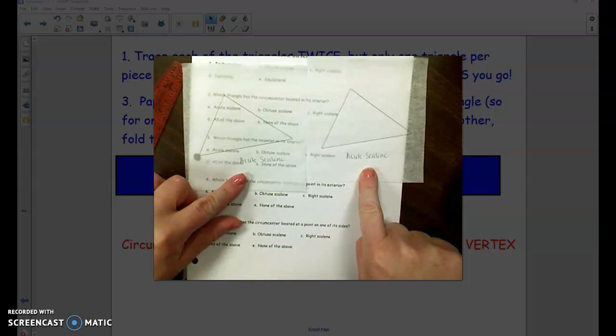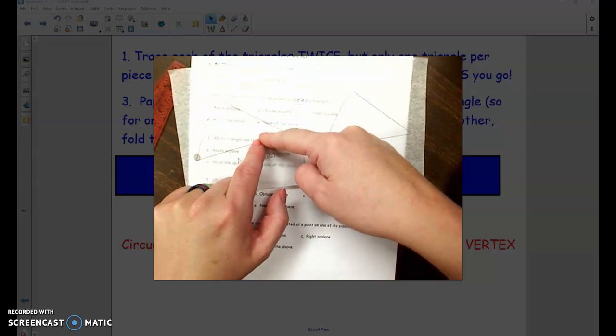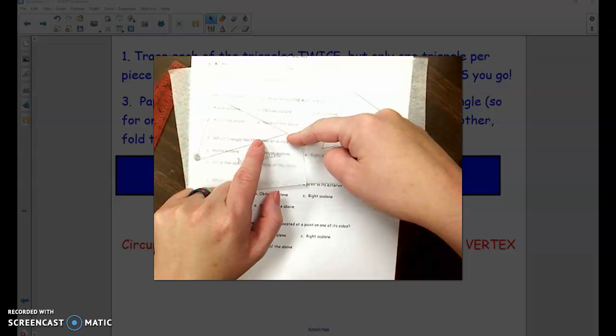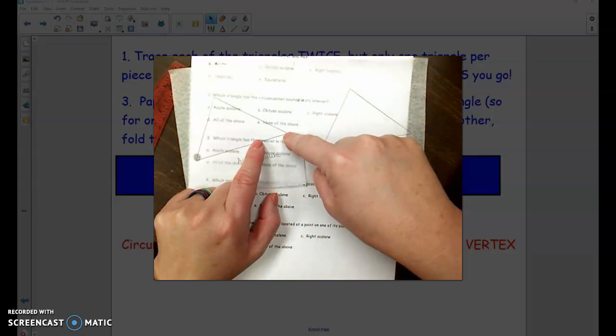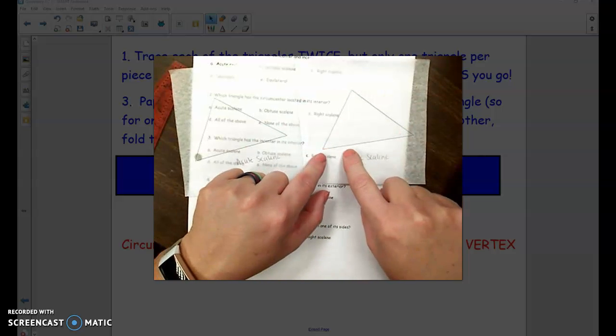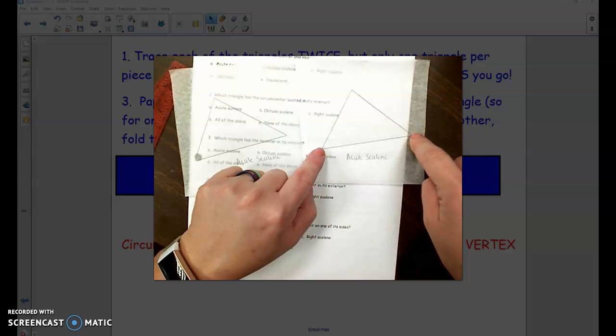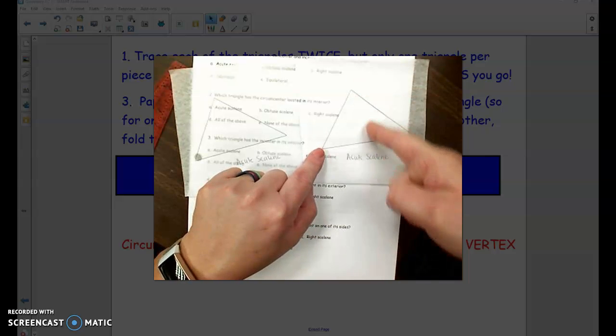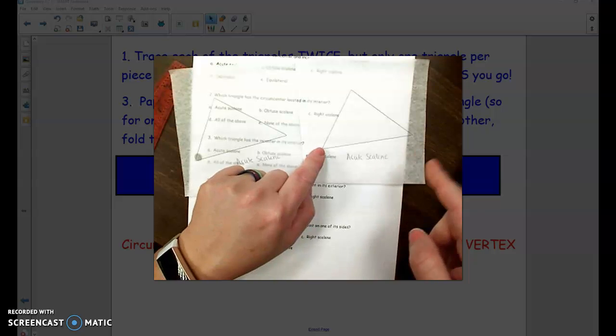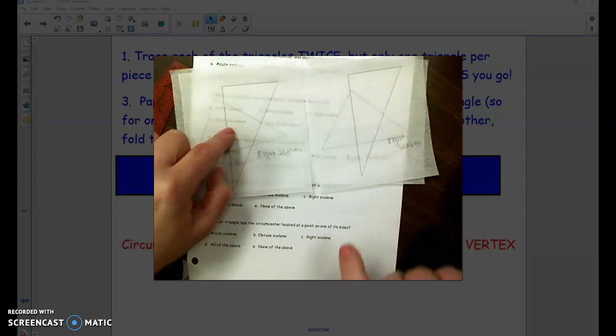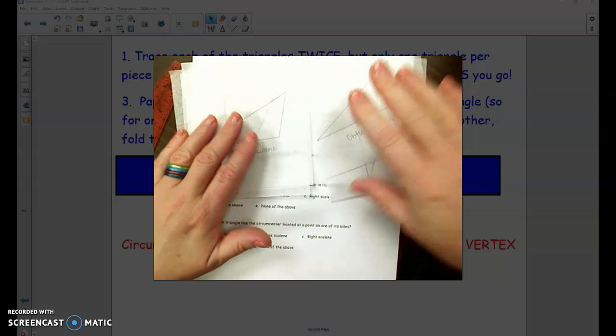So remember, to do the incenter, you're folding side to side, and that crease should go right through the middle of that vertex. To do circumcenter, you're going vertex to vertex, point to point, and you'll make that perpendicular bisector that will not necessarily go through your vertices. And so you're going to do that for each one. Right scalene, incenter, circumcenter. Obtuse scalene, incenter, circumcenter.